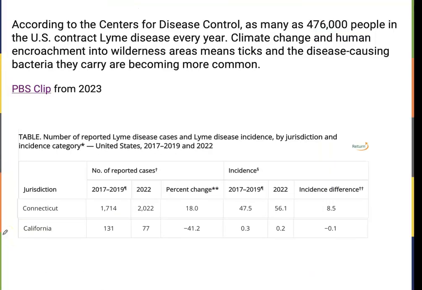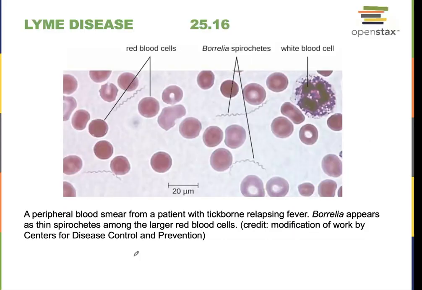So here's a little graph or table on Lyme disease, reported cases and incidence of cases. And so we have Connecticut and California. Notice that Connecticut has a lot more than California, but California still has Lyme disease. So we need to be careful with ticks. This is our Borrelia. It is a spirochete. All right, so that's why it's drawn in this way. And this is the spirochete within the bloodstream.